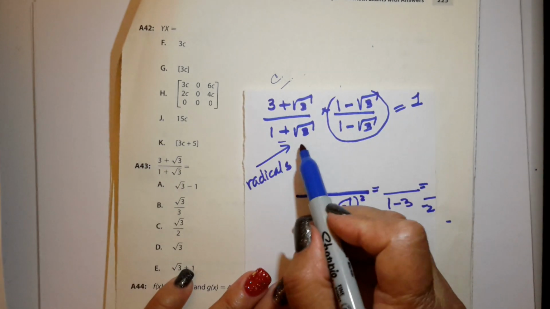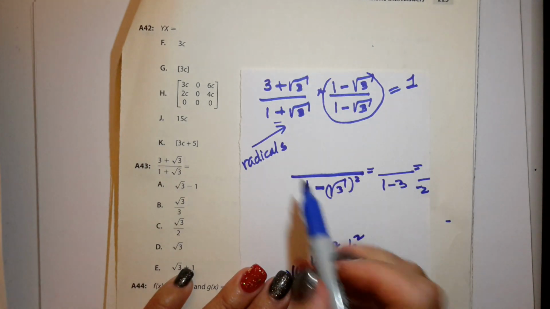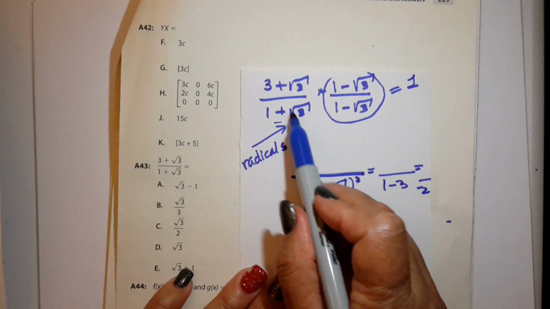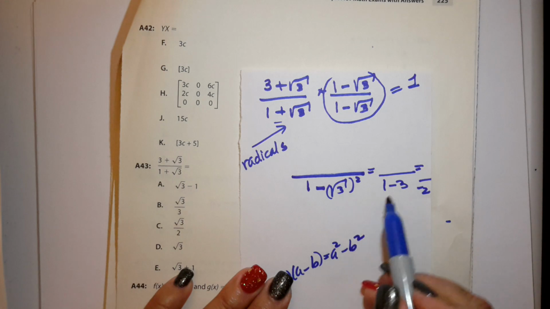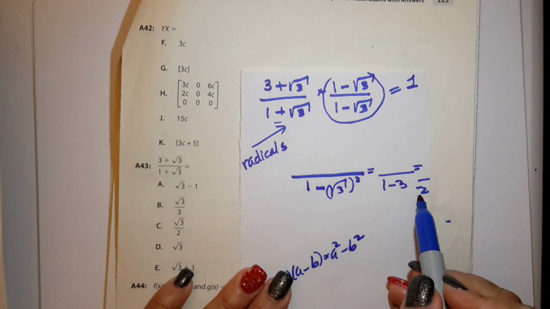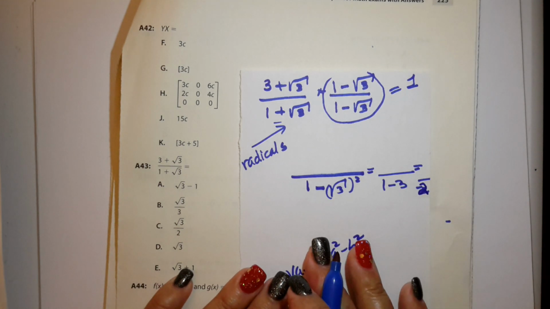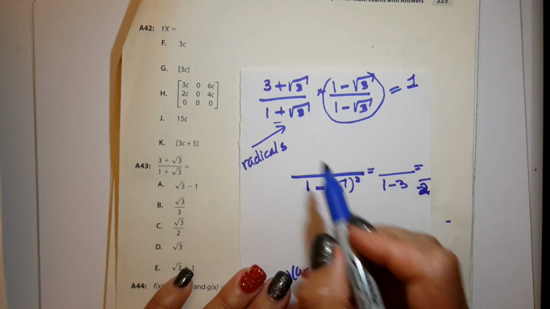Like saying a plus b times a minus b is going to be the square of the first. The square of 1 is 1. And the square of the square root of 3 is 3. And 1 minus 3 is negative 2. Negative 2. Now let's work with the numerator.